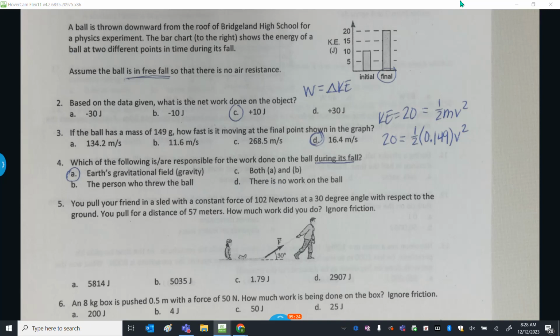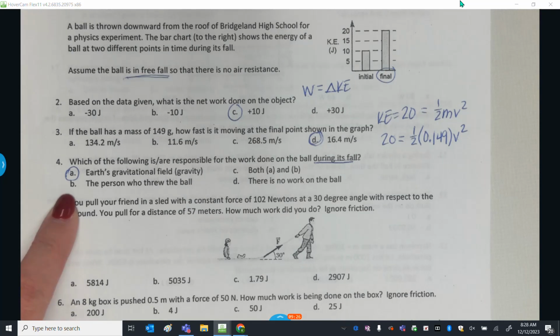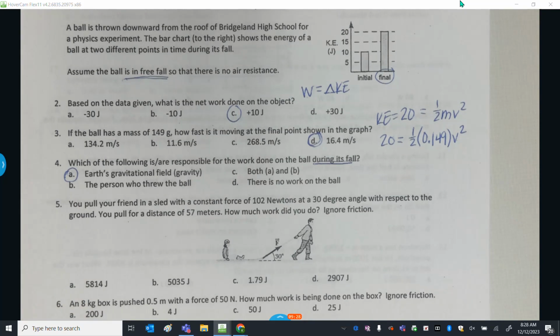And again, you'd only have work being done by the person who threw the ball during the throw, not once it leaves his hand. So the answer should just be A. And as I said, most of you who got it wrong picked C. Are there any questions about that? Does that make sense now that we've gone over it? Okay.